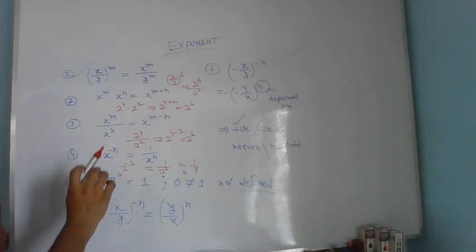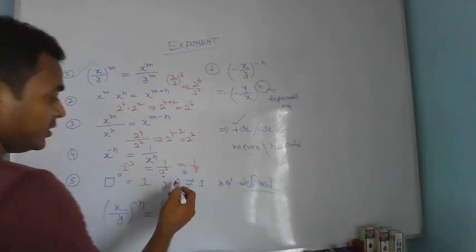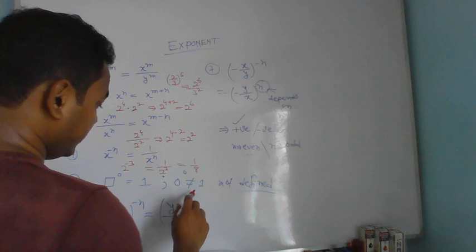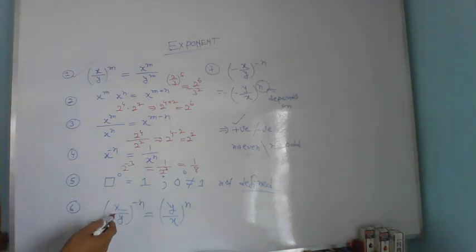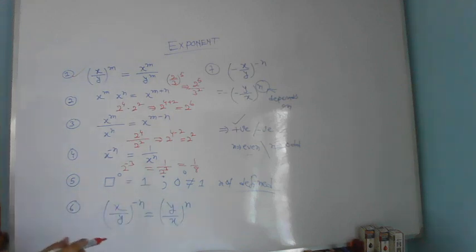Anything to the power 0, if you put any value, any number to the power 0 is always 1, except 0 to the power 0, which is not defined. And x by y to the power minus n is equal to y by x to the power n. You can write it like this.